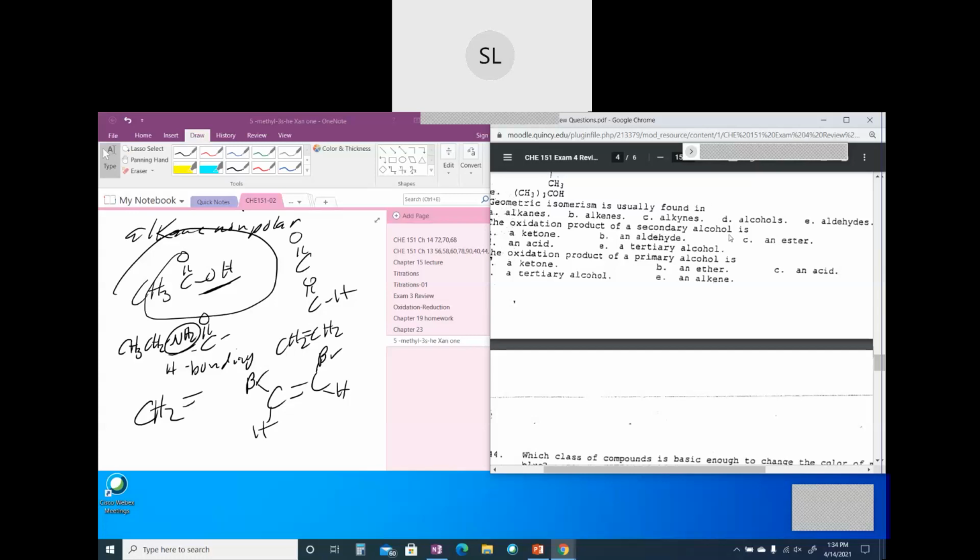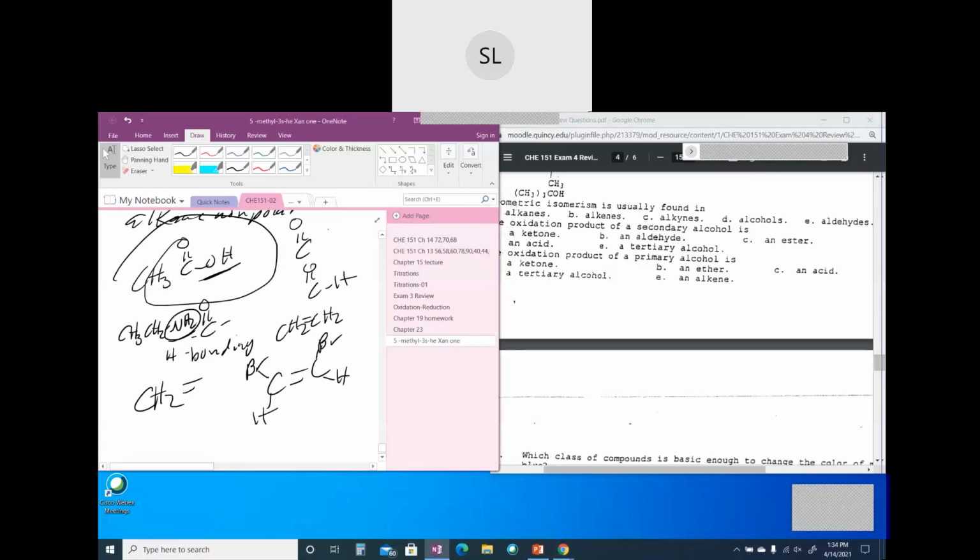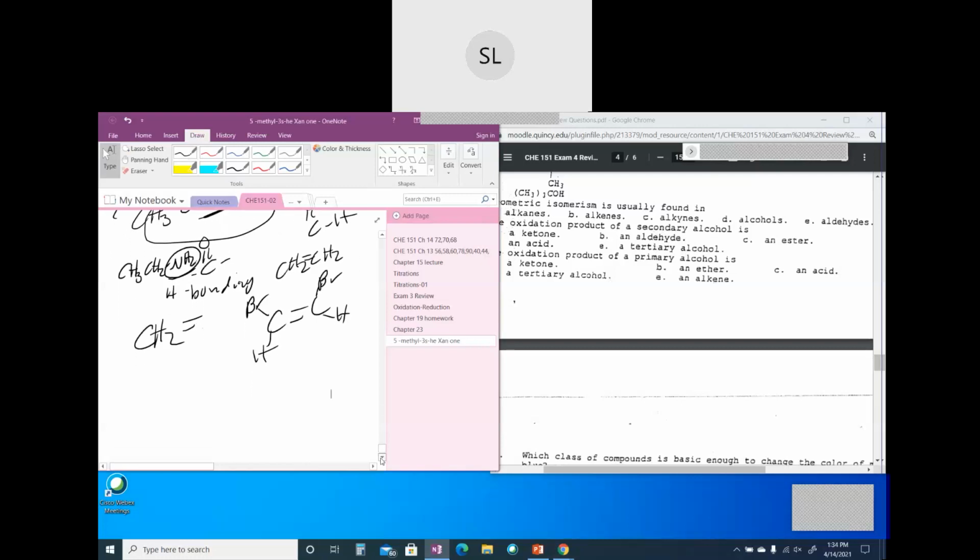Oxidation product of a secondary alcohol. When you oxidize a secondary alcohol, you get a ketone. Primary alcohol, you get an aldehyde. You're going to get a ketone when you oxidize it. If it were a primary alcohol and you oxidize it, you get an aldehyde, which can continue to be oxidized to give a carboxylic acid.